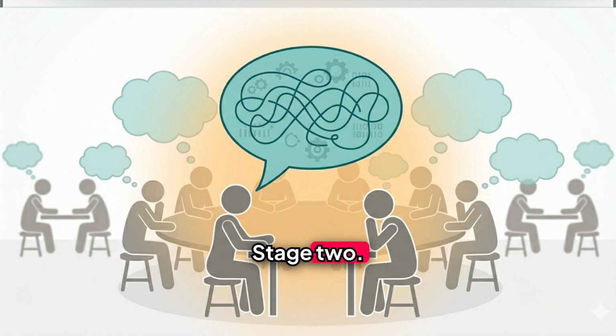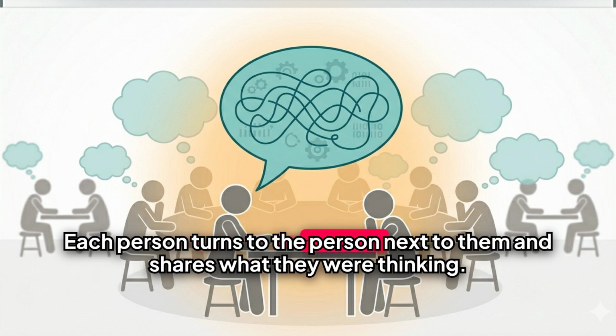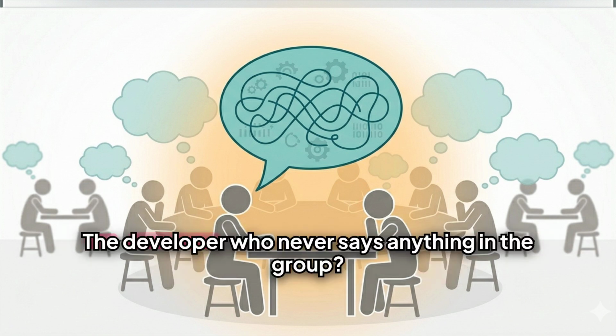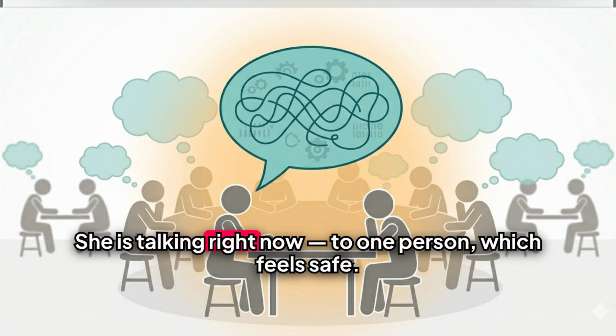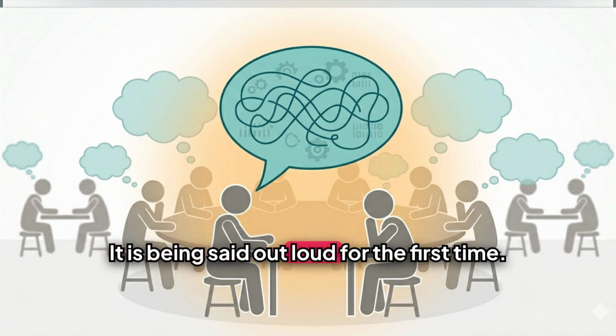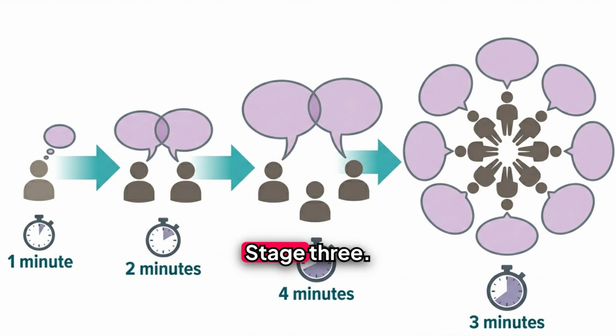Stage 2, 2 minutes, pairs. Each person turns to the person next to them and shares what they were thinking. 2 minutes, everyone speaks. The developer who never says anything in the group, she is talking right now to one person, which feels safe. The risk she spotted in the acceptance criteria, it is being said out loud for the first time.